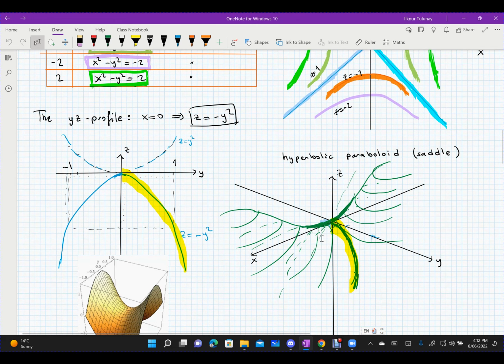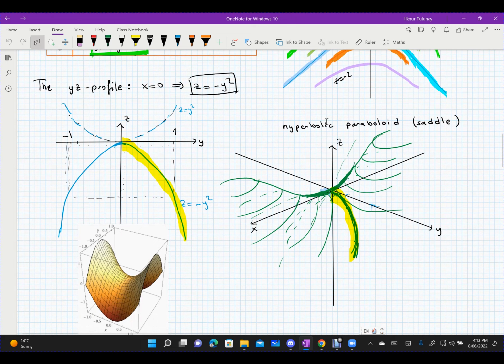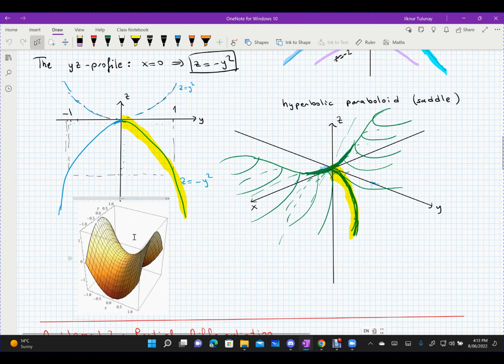So here we have this curve. This hyperbola will appear here, and we have dotted sections in there, and we have this kind of hyperbolas. When we project that one, it will give us this kind of level curves. And this shape, the surface, is called the hyperbolic paraboloid, or saddle. I just didn't like my drawing very much, so I added a nice, proper graph by using MATLAB. So this is from Mathematica.